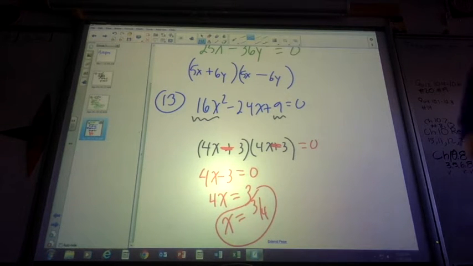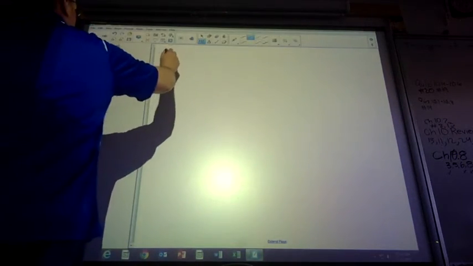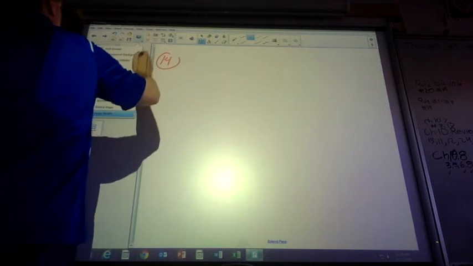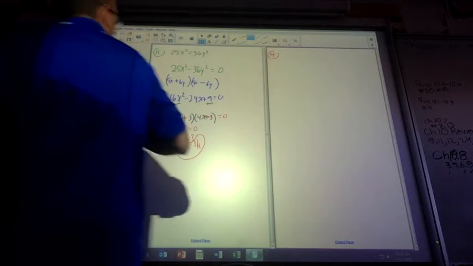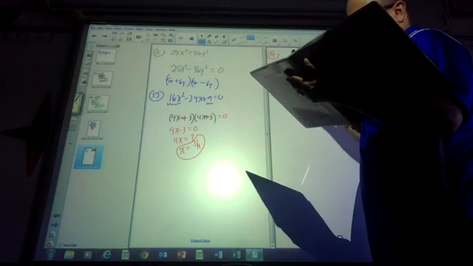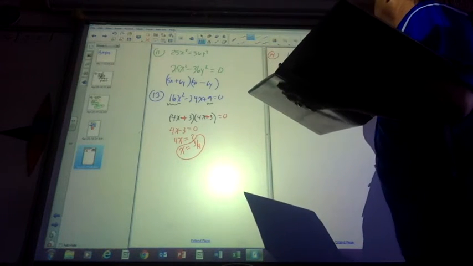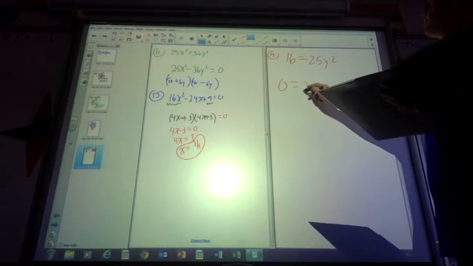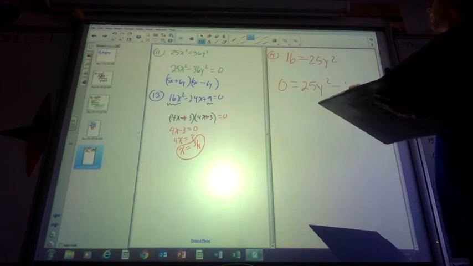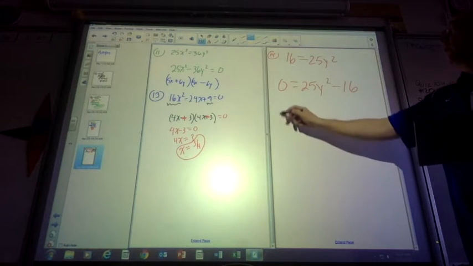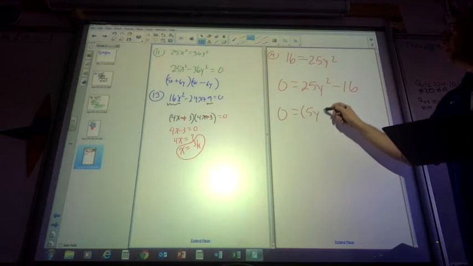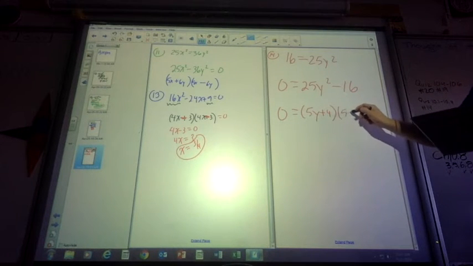Anything else on that front page you want to take a look at? 14. Okay. 14. Let's do this. We'll split the screen. Number 14. Let's see. I got 16 equals 25y squared. Let's bring the 16 over. This is now the difference of two squares. So I'm going to get 5y plus 4 and 5y minus 4.